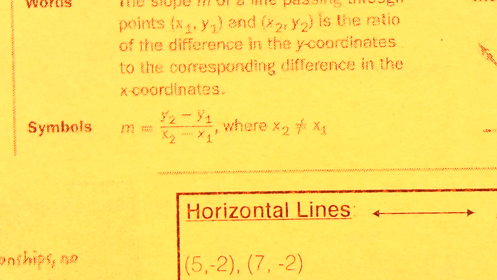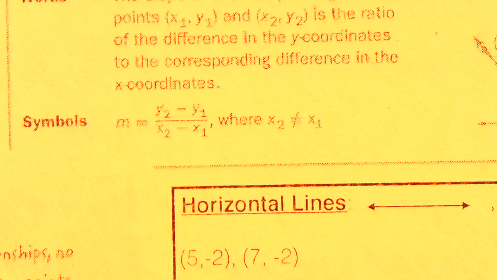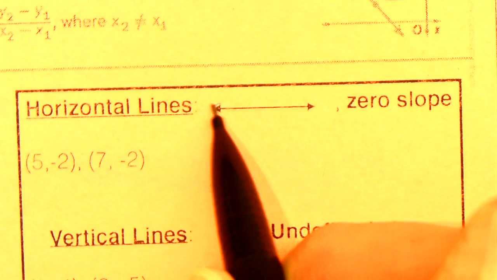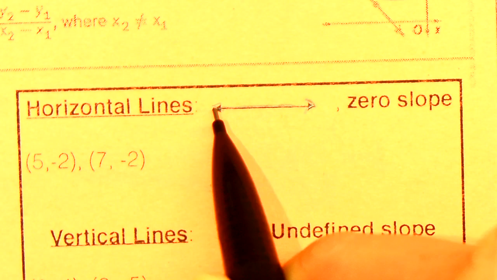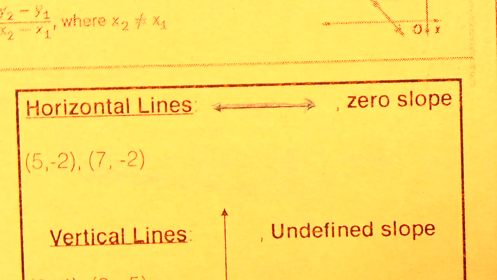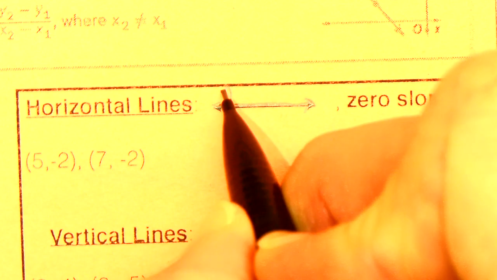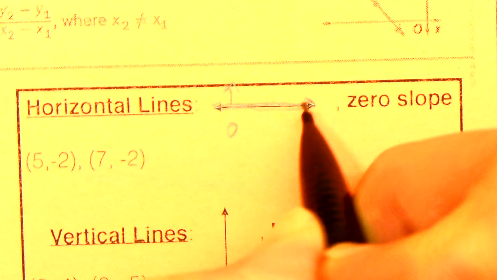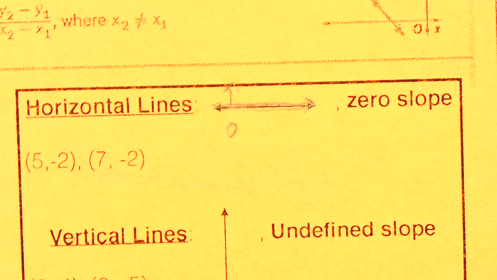Take a look down here. We do have some interesting things that happen though. What if our line doesn't go up and to the right, like this? It just goes straight sideways. Well, if we think about that, what's the rise? The rise would be 0. And then the run, who knows? It goes on forever.